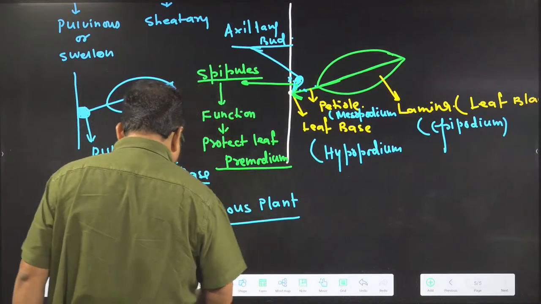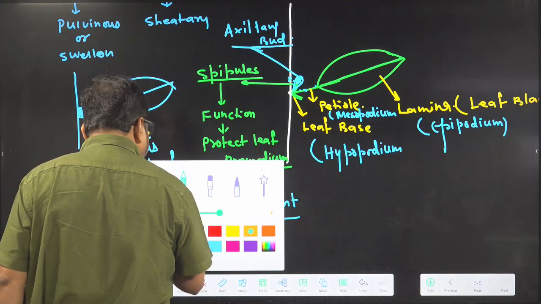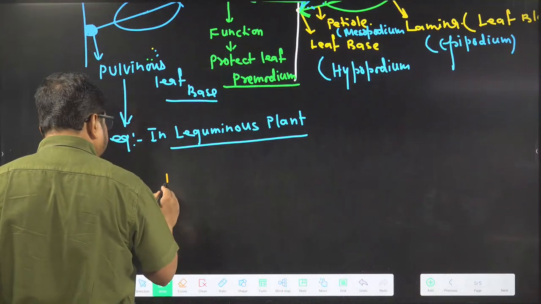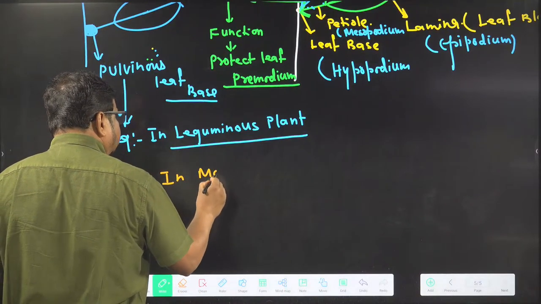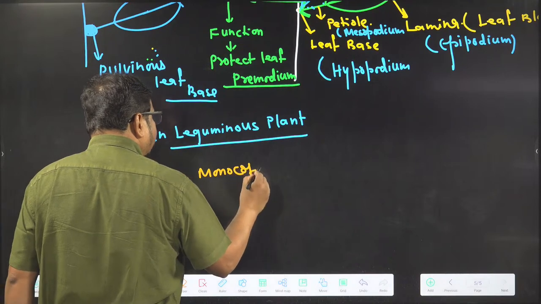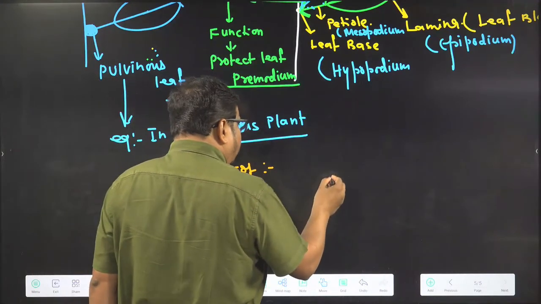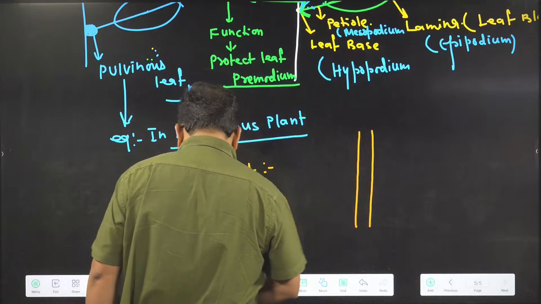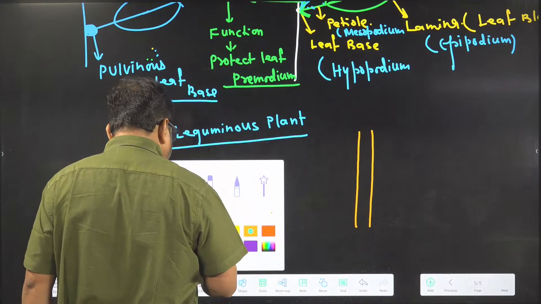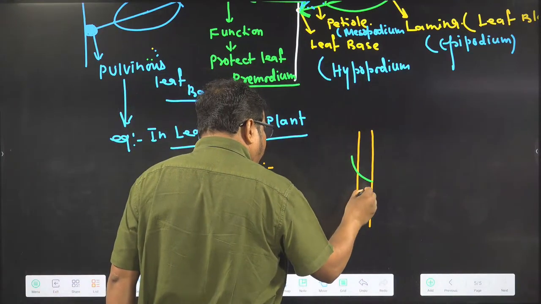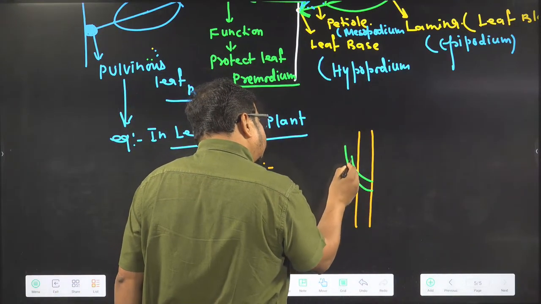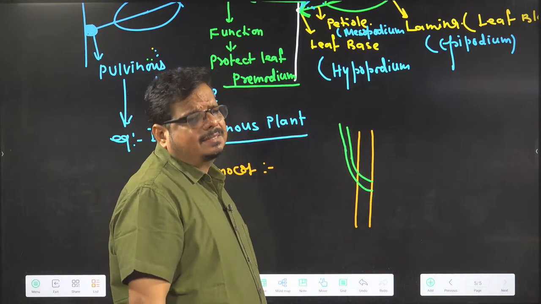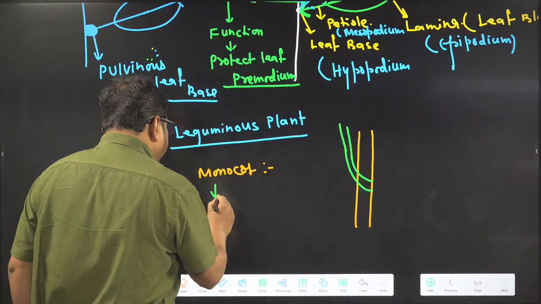Now if we talk about monocots, a sheathing leaf base is present in monocots. Suppose this is the stem. How is the leaf base going to be arranged? The leaf base is going to make a sheath. It partially or totally covers the stem. So a sheathing leaf base is there.